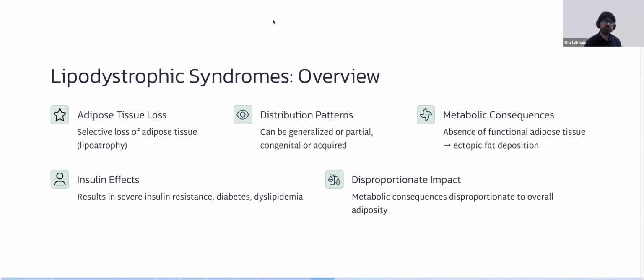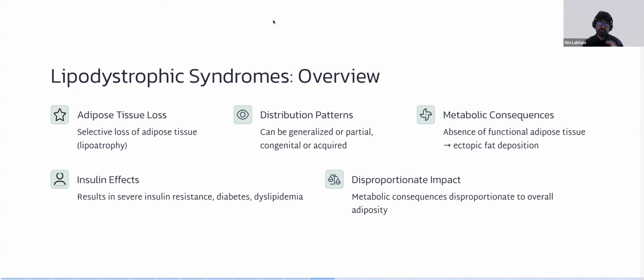So lipodystrophic syndrome patients generally tend to have less number of adipocytes, congenitally or in certain cases acquired, and because of that they tend to have insulin resistance. So there is loss of adipocytes. Now, if you say a 4x4, there are four categories.